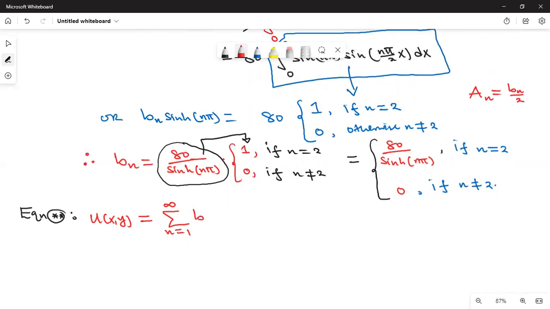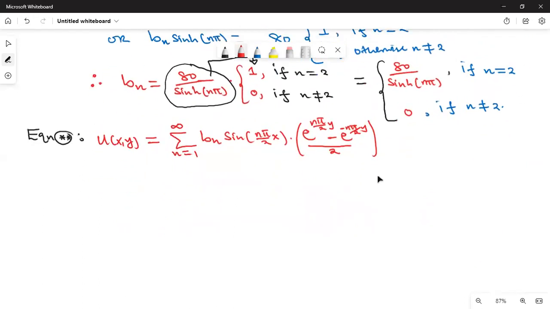So it is b subscript n sine n pi over 2 x times exponential n pi over 2 y minus exponential negative n pi over 2 y. This is negative now. That should be negative. Let me write it a better way. Negative, then you divide by 2. That's what we have. So what is that? It is hyperbolic sine of n pi over 2 times y.